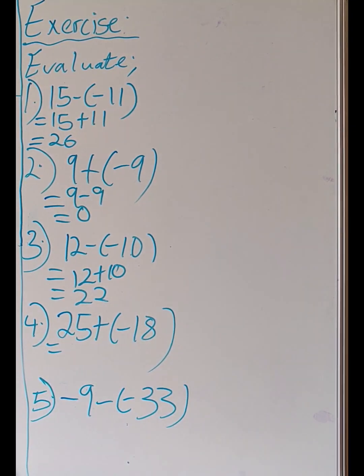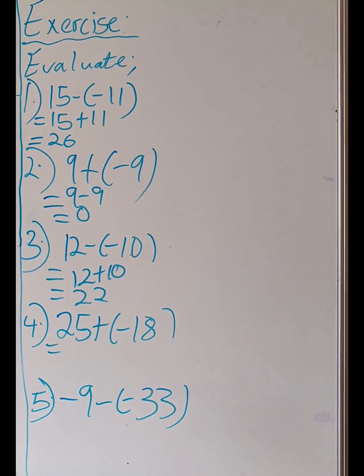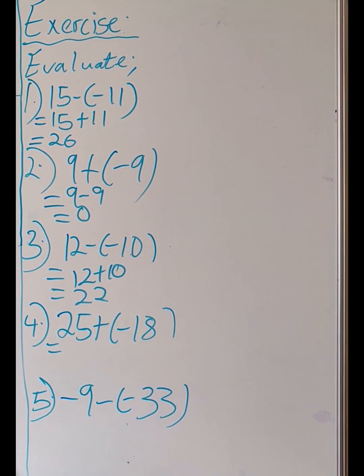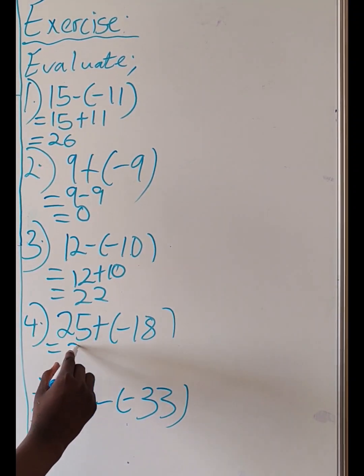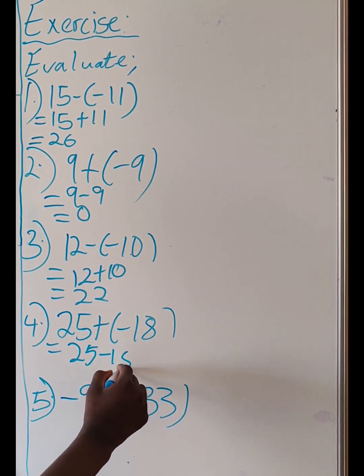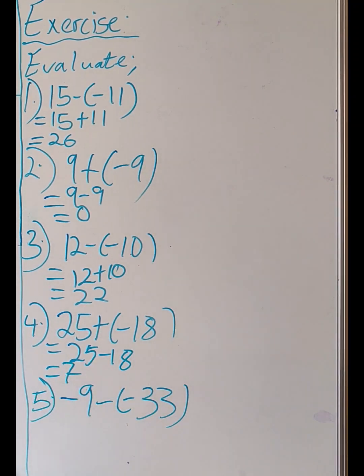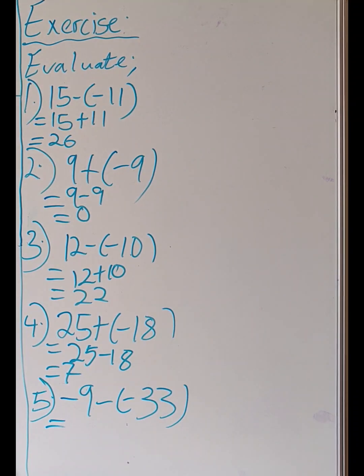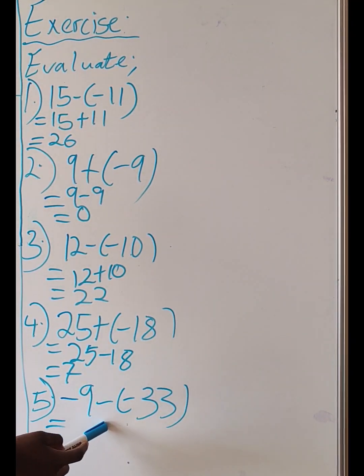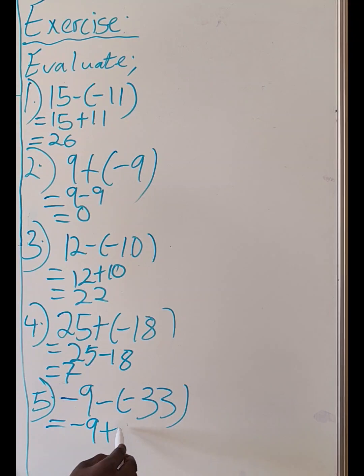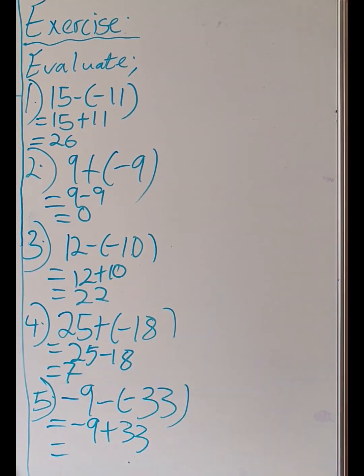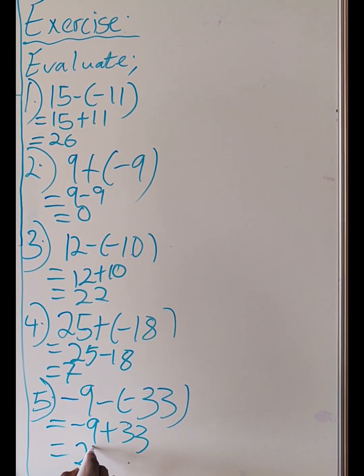25 plus open brackets minus 18 close brackets. Plus multiplied by minus is going to give us minus, so it's going to be 25 minus 18, which is going to give us 7. Minus 9 minus open brackets minus 33. Minus multiplied by minus gives us plus, so it's going to be minus 9 plus 33. So 33 minus 9 gives us 24, and the answer is going to be 24.